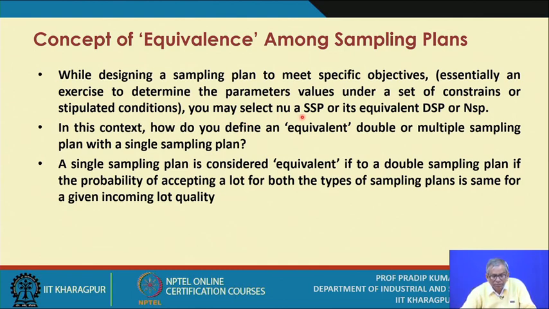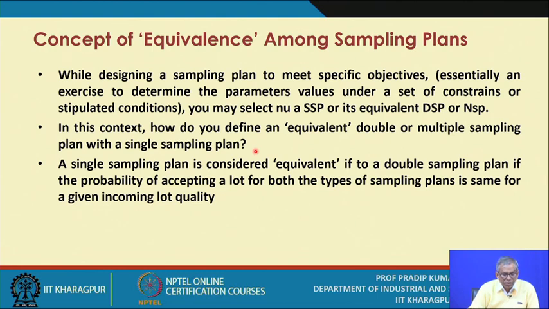You may select an SSP, that is single sampling plan, or its equivalent double sampling plan, or its equivalent multiple sampling plan. Is it okay? In this context, how do you define an equivalent double or multiple sampling plan with a single sampling plan? So this is the key question we have.